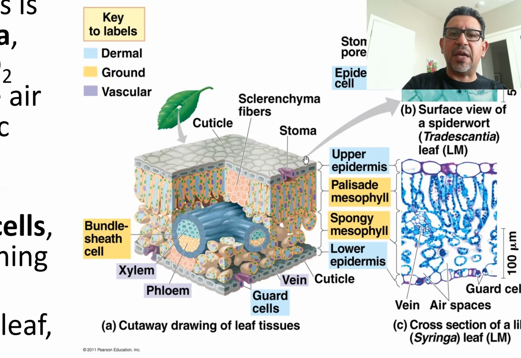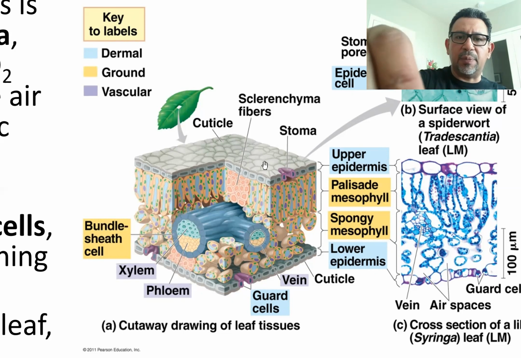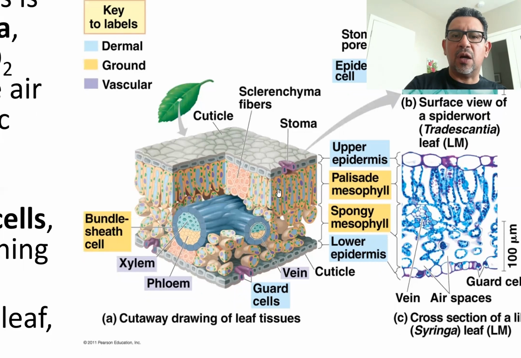Towards the upper side of the leaf, sun will be shining in this direction from the top to the bottom. You will find elongated cells. They look like columns. They look like trunks of a tree, and that's why we call this the Palisade Mesophyll.